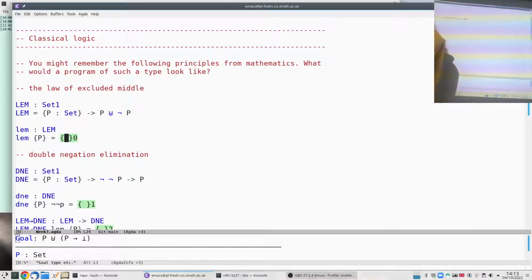So here I have to decide either that P is true or that P implies bottom. But I don't know what P is. All I know is that P is a set. But I'm asked to decide if P has some inhabitant or if it's empty.